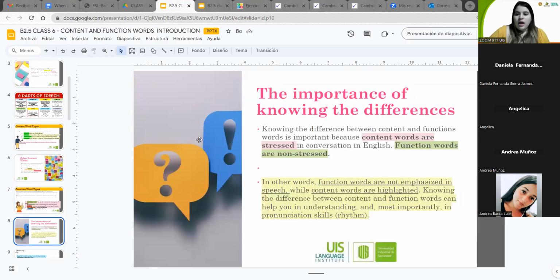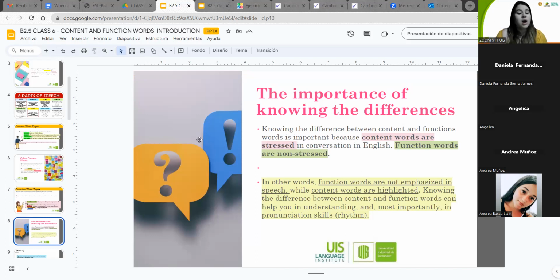Okay. So why is it important to know the difference? Because content words are stressed in conversation in English, and function words are not stressed. Function words are usually not emphasized in speech, while content words are highlighted.